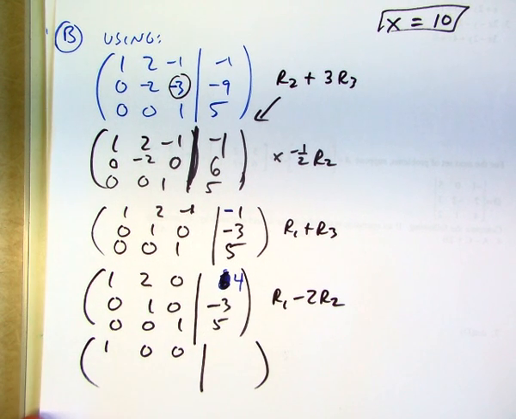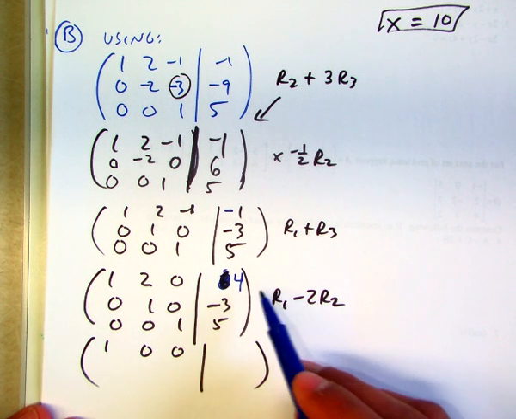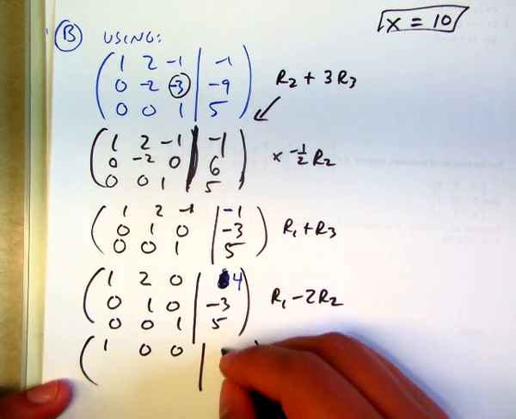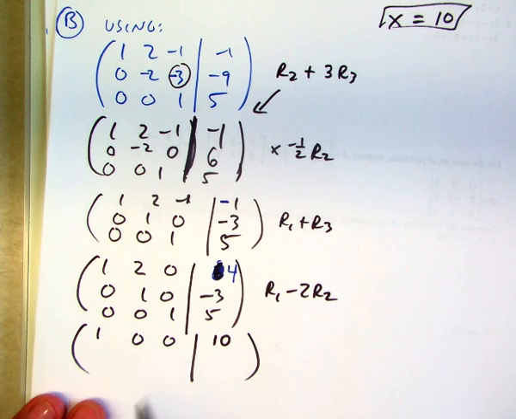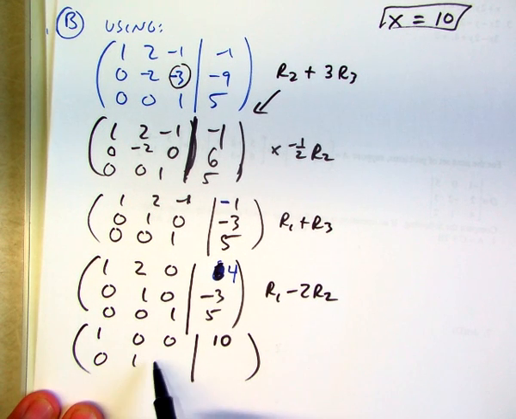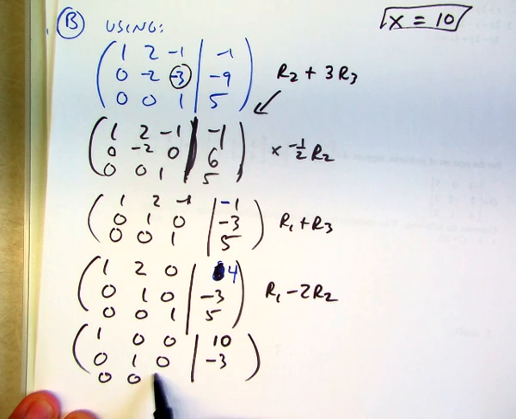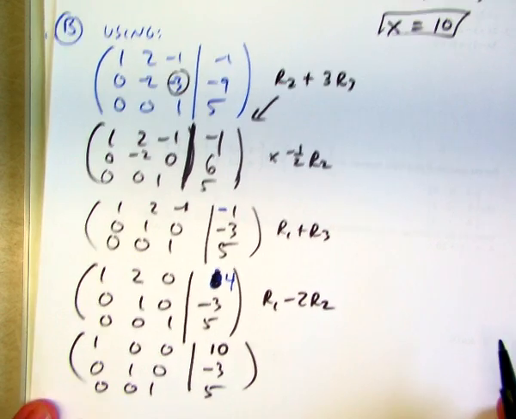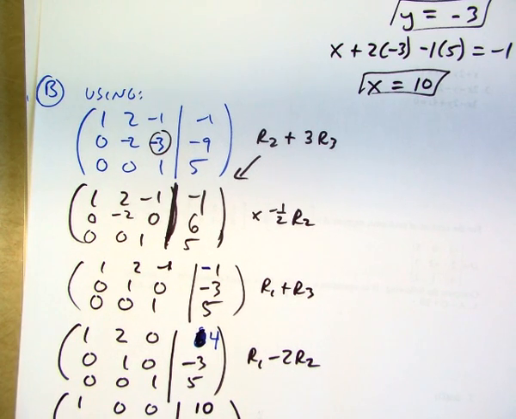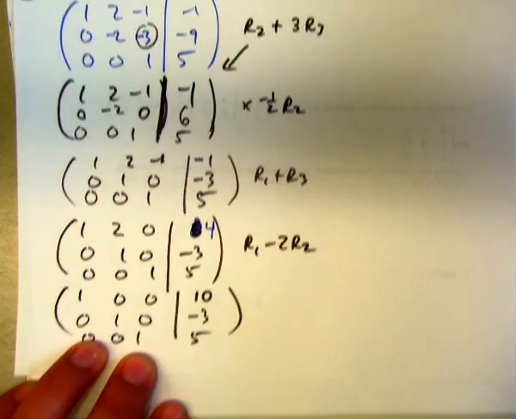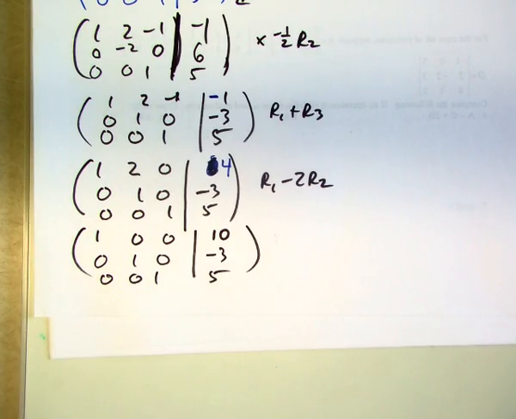Okay. Now things are looking better. 4 minus negative 6 is 10. There we go. And then 0, 1, 0, negative 3 is good. 0, 0, 1, 5 is good. And thanks to your help, we get the same answer. As you can see, it's easy to lose things in here, so be very careful when you're writing these out. But that's the main idea behind row echelon form.